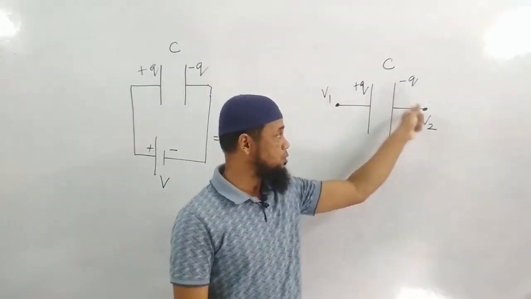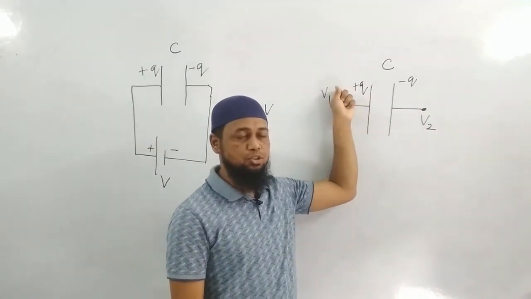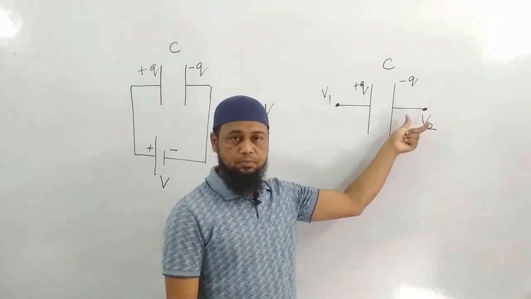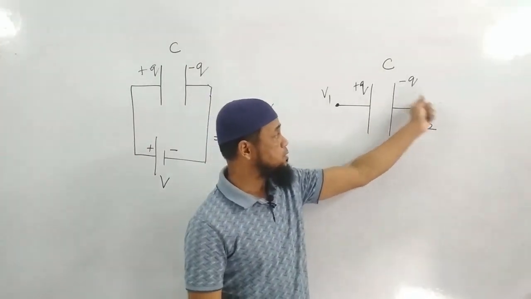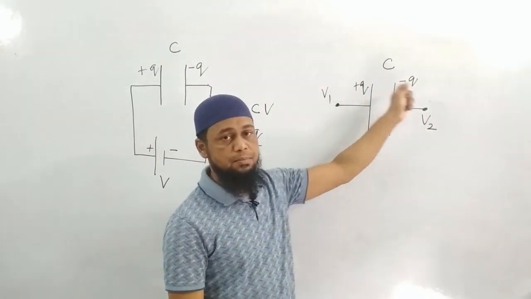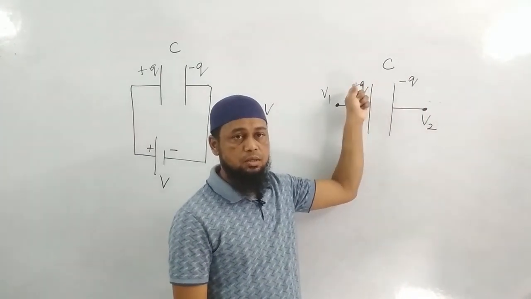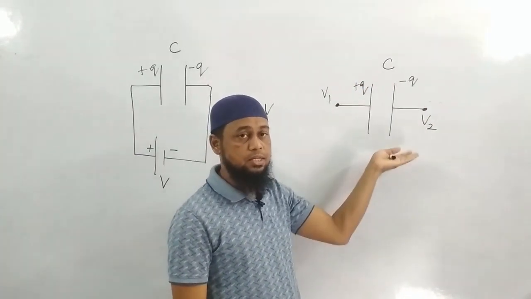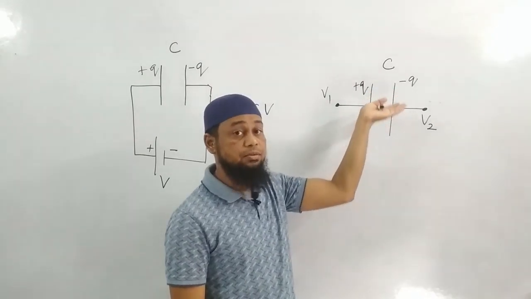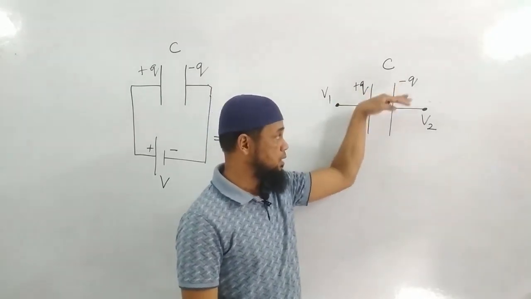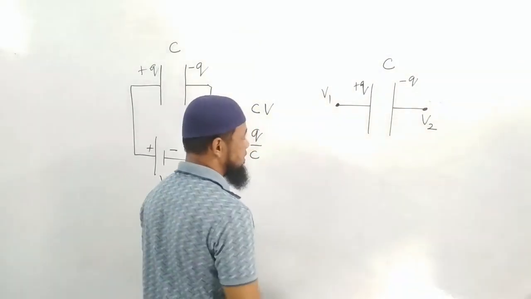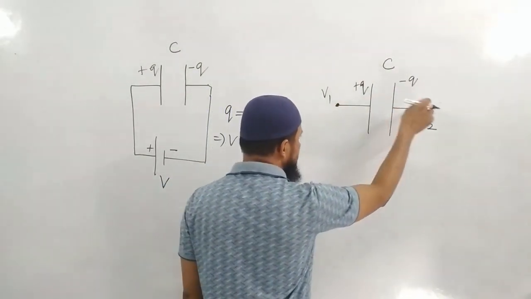From here to here, you go from the positive plate to the negative plate, so there is a potential drop. Clear? And if you come from the negative plate to the positive plate, there will be a voltage rise, an increase in voltage. From here to here, there will be a drop in voltage. So I can write it like this, from this point to this point.